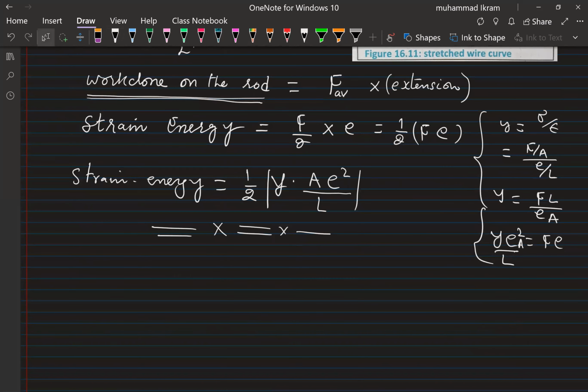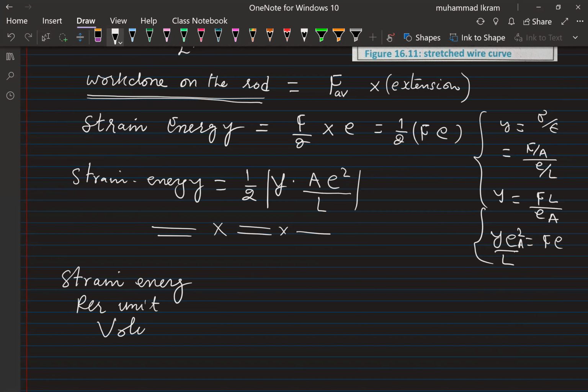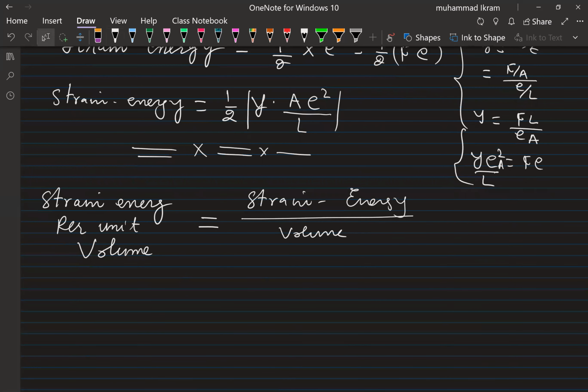The energy per unit volume of an object, this is the strain energy per unit volume of an object. So how can this be done? The strain energy per unit volume of an object is the strain energy over the volume of the object. In our case, the volume of the solid.